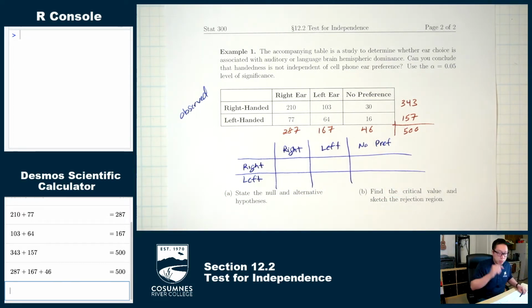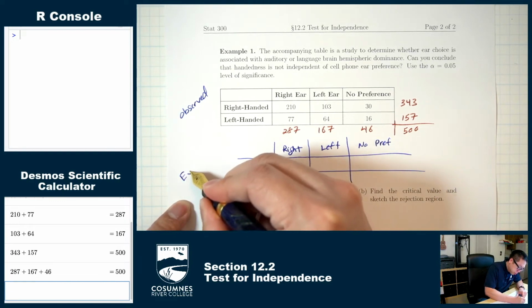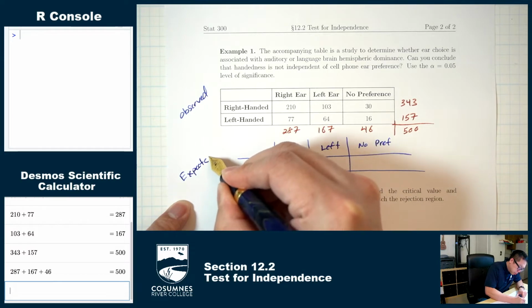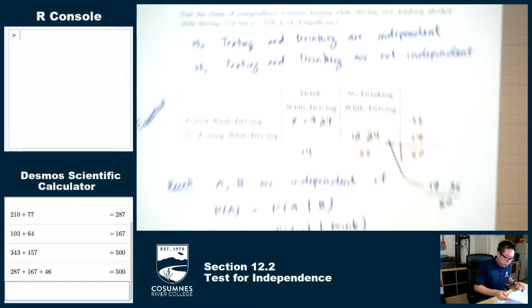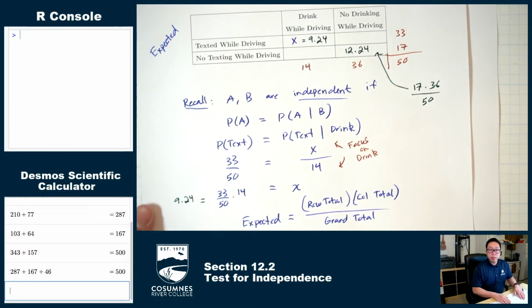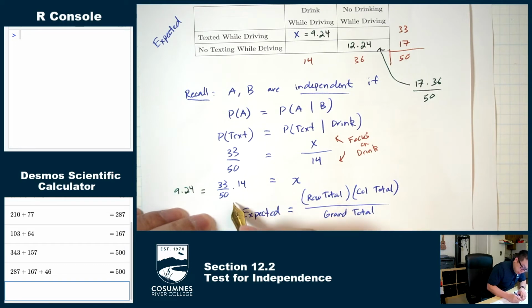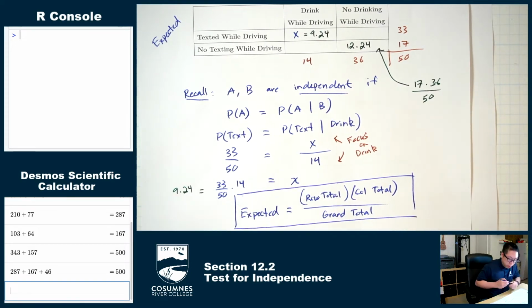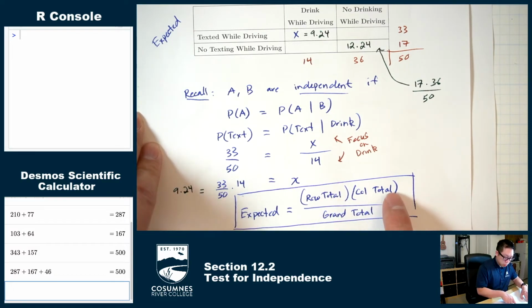And now we have to fill in the expected table. To fill in the expected table, we're going to be using the formula that we found on the front page. This one down here. To find the expected, row total times column total over grand total. So let me actually put a box around this, because that's probably the most important thing on that front page. Okay, row total times column total over grand total.